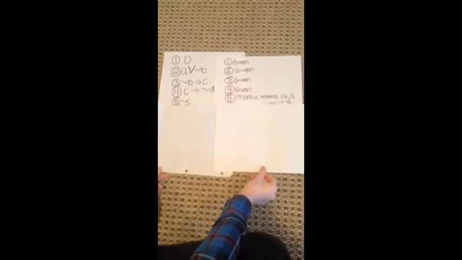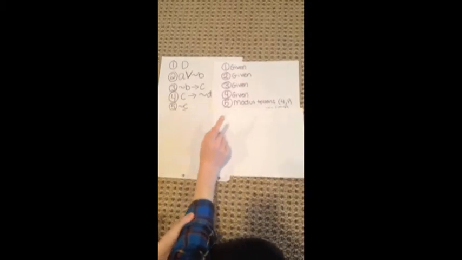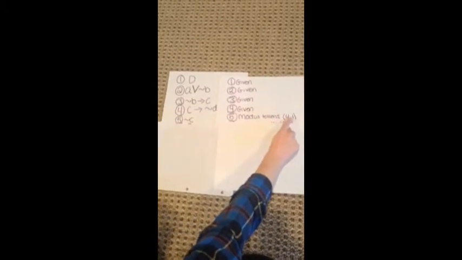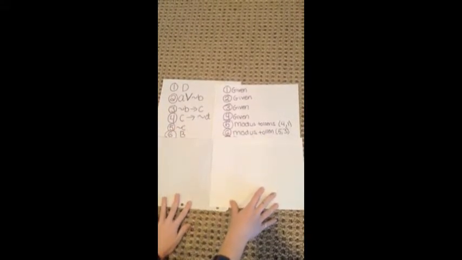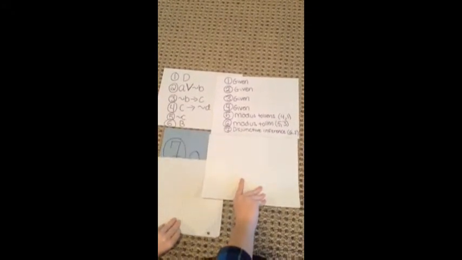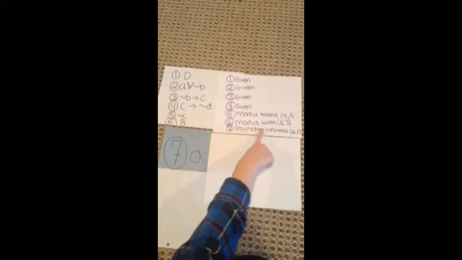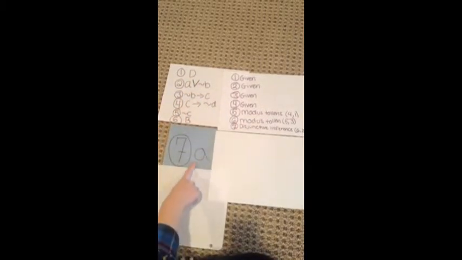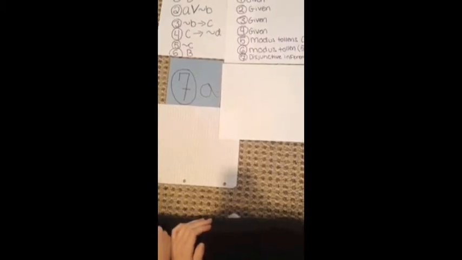The next step you will have to do is, by using modus tollens of number 4 and 1, you can conclude C. The next step, by using modus tollens of 5 and 3, you can conclude B. And the next step, by using disjunctive inference of 6 and 2, you can conclude A, which is what you have to prove. Number 2.